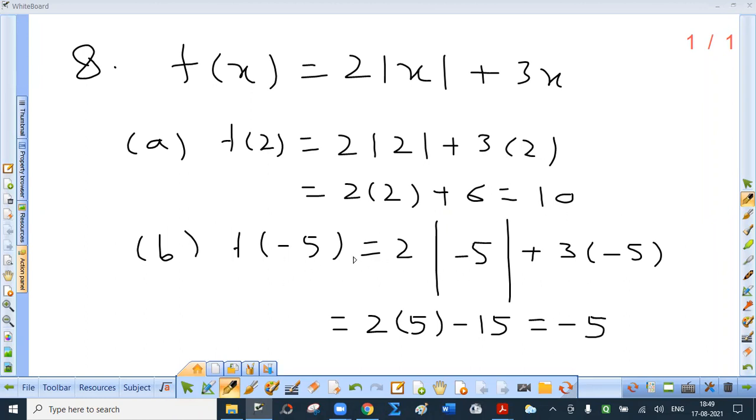Okay. What is f of minus 5? It is 2 mod of minus 5, which is 5. So 2 into 5, that is 10. Plus 3 into minus 5, minus 15. 10 minus 15, that is minus 5.